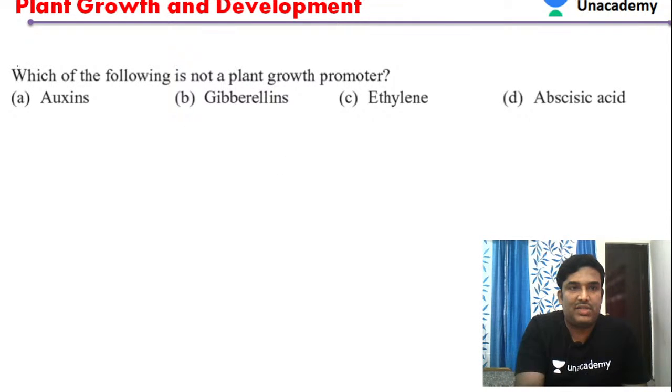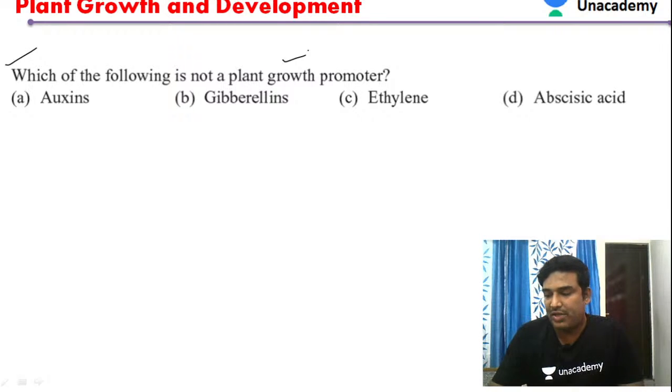Next question, let us see. Which of the following is not a plant growth promoter? Which is not promoting the plant growth? That is the question. Can you answer this question?